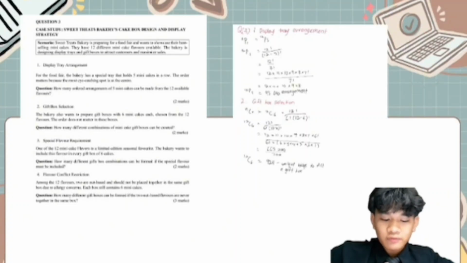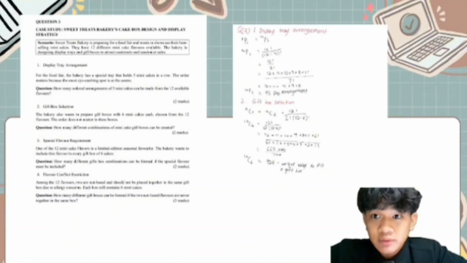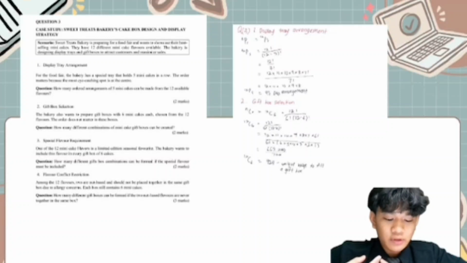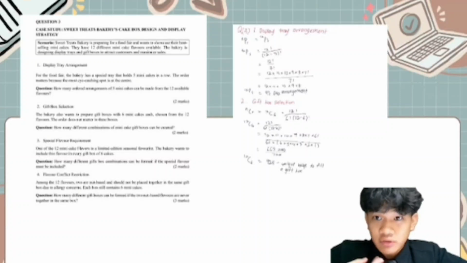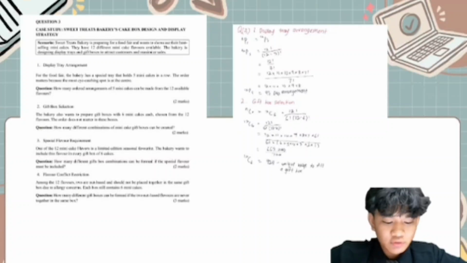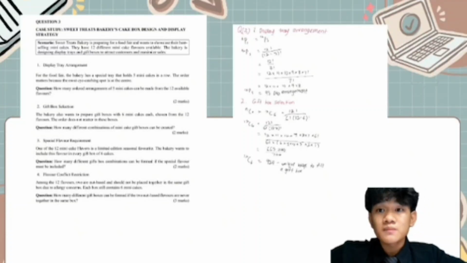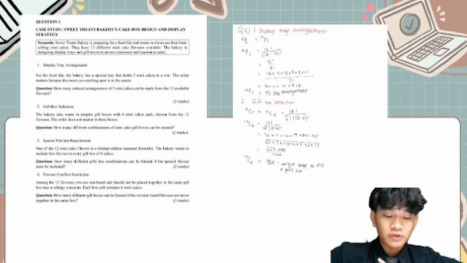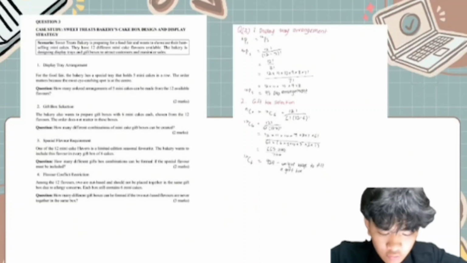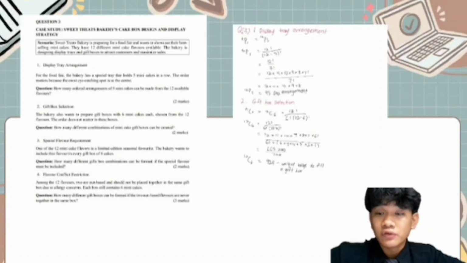12P5, so we get 95,040 arrangements. You can see the calculation here so you can understand. Based on this calculation, we know that the total arrangement is 95,040. Yes, that's the total number of arrangements.